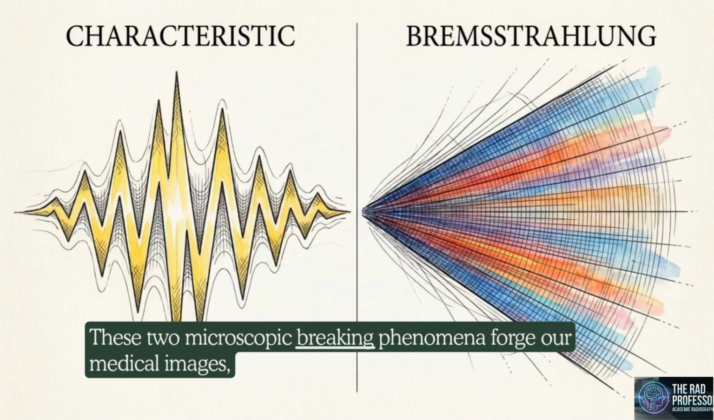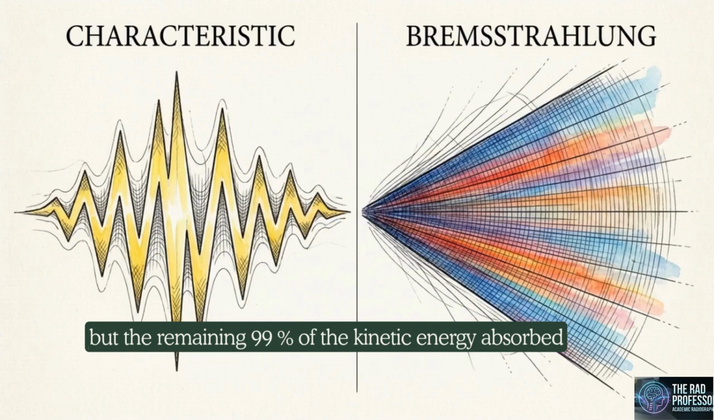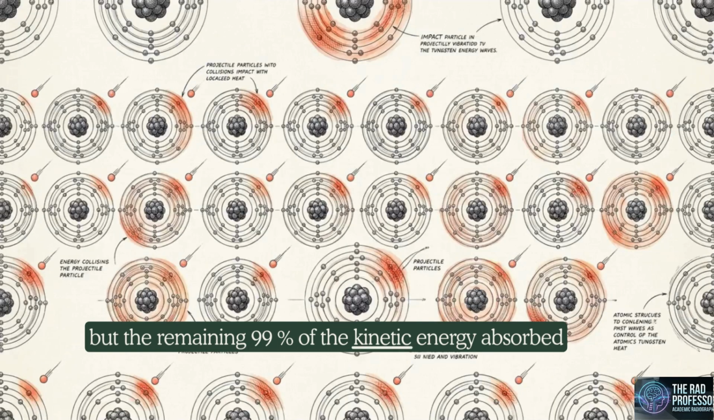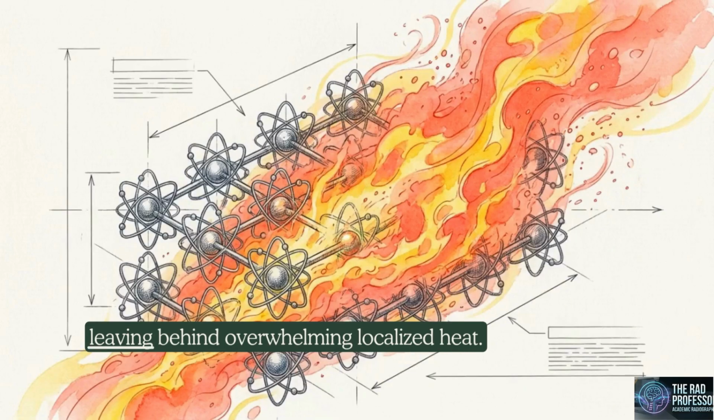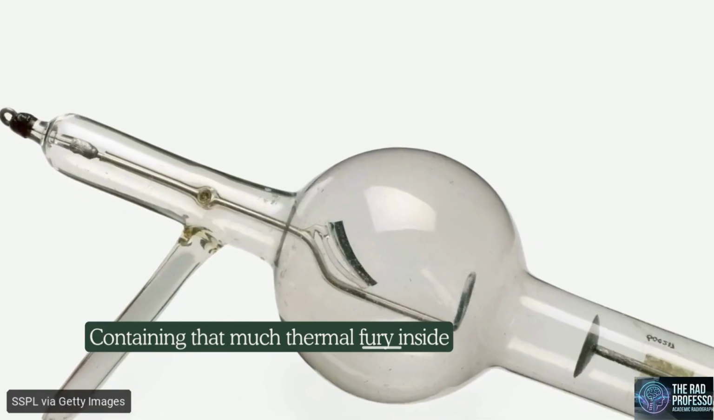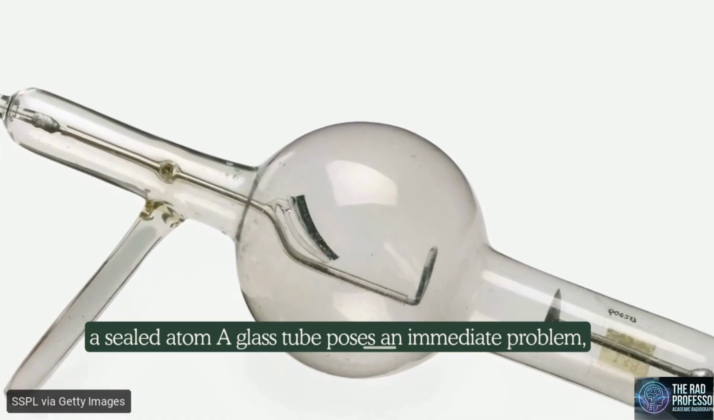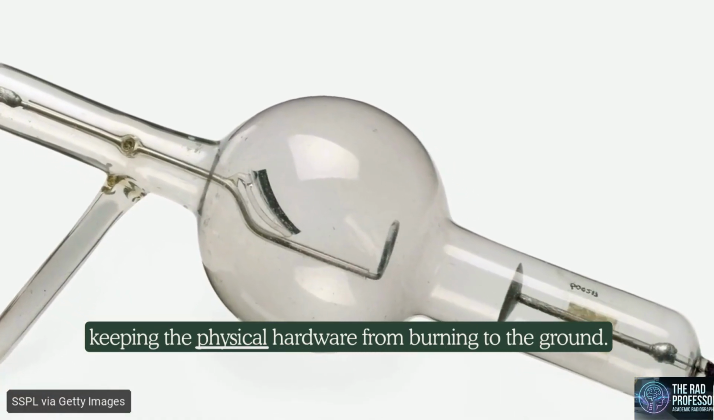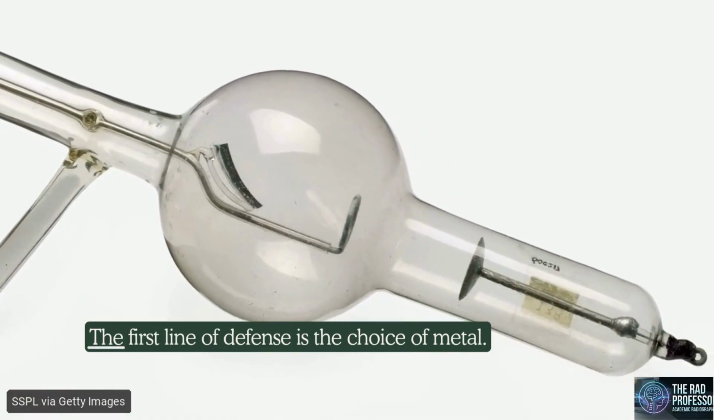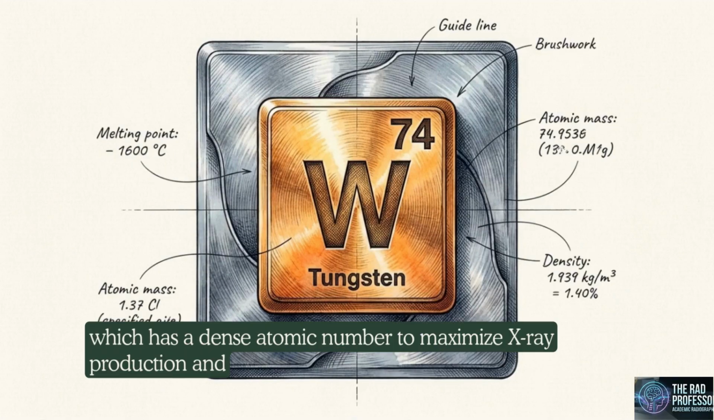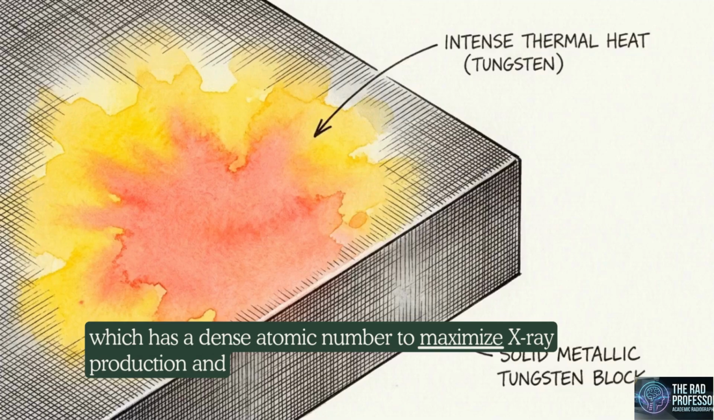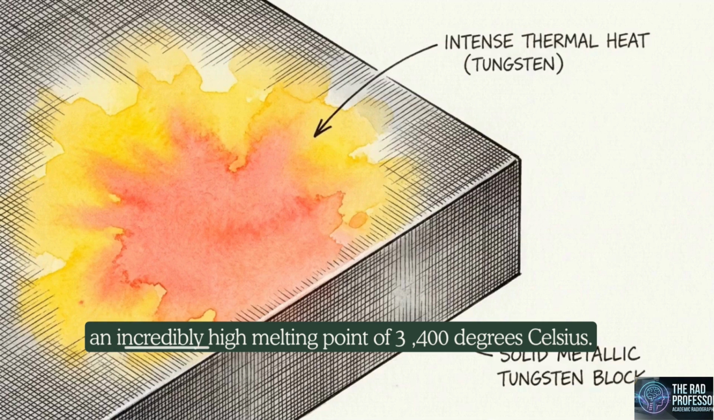These two microscopic phenomena forge our medical images, but the remaining 99% of the kinetic energy absorbed by the target atoms simply vibrates their outer electron shells, leaving behind overwhelming localized heat. Containing that much thermal fury inside a sealed glass tube poses an immediate problem: keeping the physical hardware from burning to the ground. The first line of defense is the choice of metal. The target is alloyed with tungsten, which has a dense atomic number to maximize X-ray production and an incredibly high melting point of 3,400 degrees Celsius.